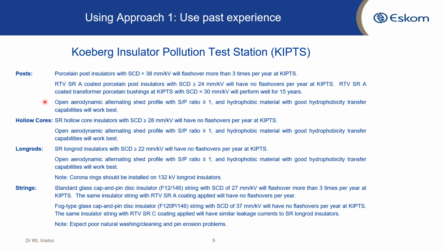With open aerodynamic alternating shed profiles with an S over P ratio of larger than 1, hydrophobic materials with good hydrophobicity transfer capabilities work excellent at Koeberg. On the hollow core side, the ones we've tested at 28 millimeters per kV, no flashovers. On the long rods, tested at 22 millimeters per kV, no flashovers. However, we do need corona rings at 132 kV.